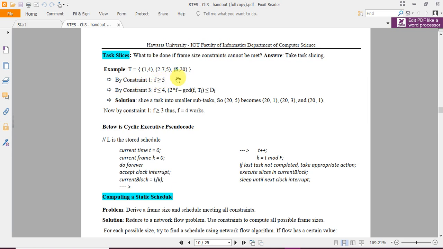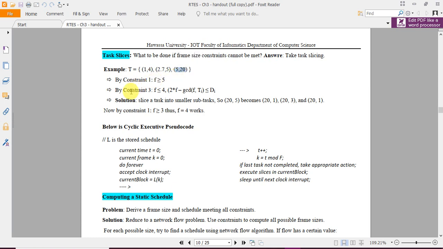By constraint 2, the frame size should divide the hyperperiod H evenly. The hyperperiod means the LCM of the periods 4, 5, 20. So the LCM of 4, 5, 20 is 20. The factors of 20 are 1, 2, 4, 5, 10 and 20. We test each one. By constraint 1, 1, 2 and 4 are not working, since f has to be greater than or equal to the largest computational time, 5.